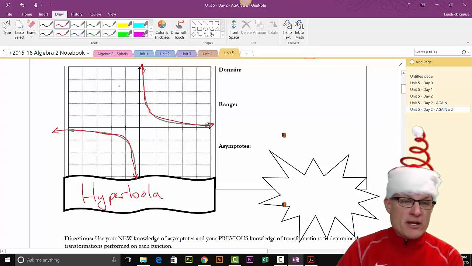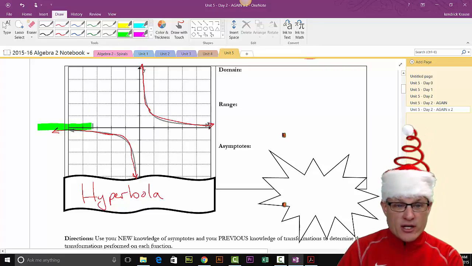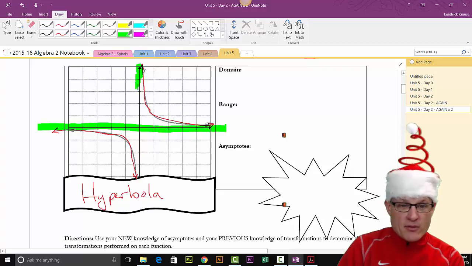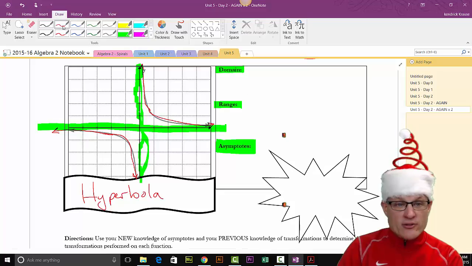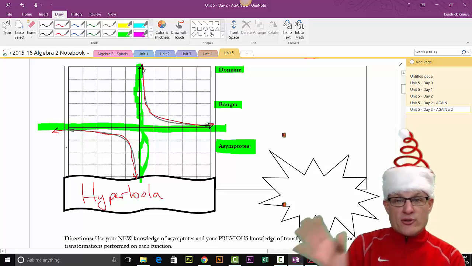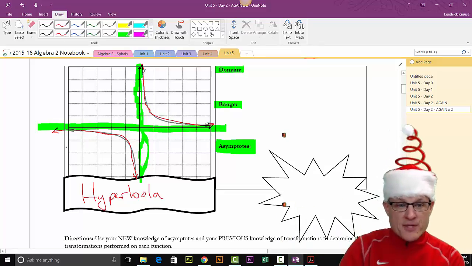At any rate, what I want you to make sure that you're aware of is that we have this imaginary boundary line right here, and we have an imaginary boundary line right here. These imaginary boundary lines are called asymptotes. We're going to come back to those and define those in a minute, but they are going to help you find the domain and range. So remember, the domain is how much I can go left or right. So as I look at this graph, it looks that I can go forever and ever going this way.